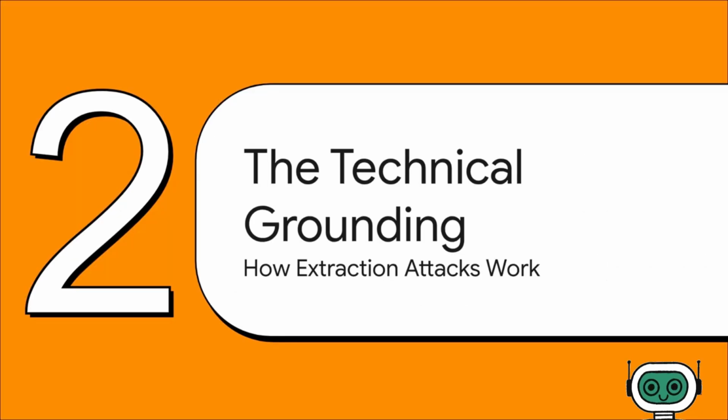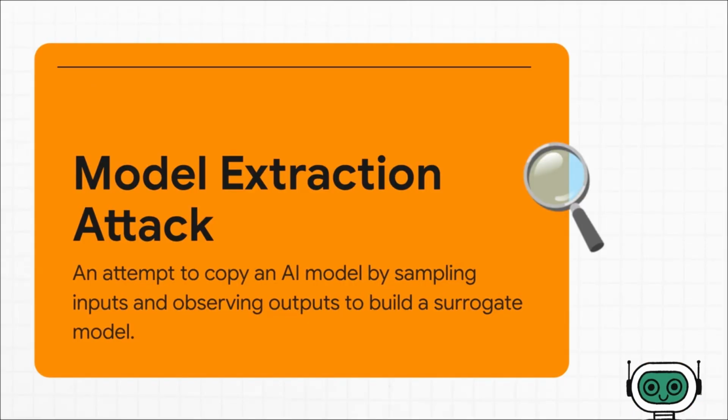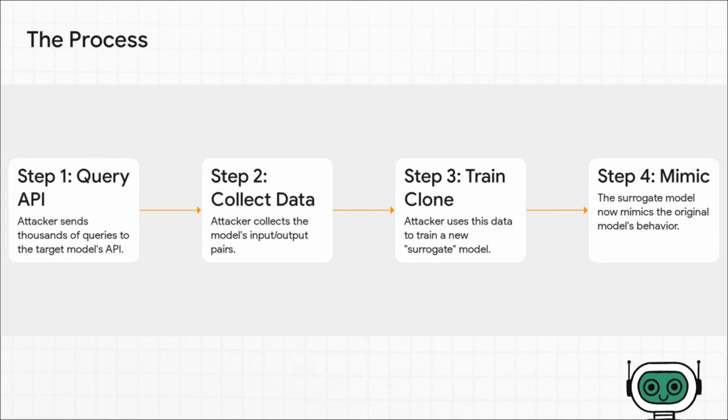All right, so let's translate that idea into the actual technical steps of a model extraction attack. So what is it? Formally, it's an attempt to copy a model by just using it. An attacker sends it inputs, observes the outputs, and uses that information to build a copycat. The key here is they're not breaking in. They're using the system exactly as it was intended, just for a completely different purpose. The process itself is surprisingly simple.